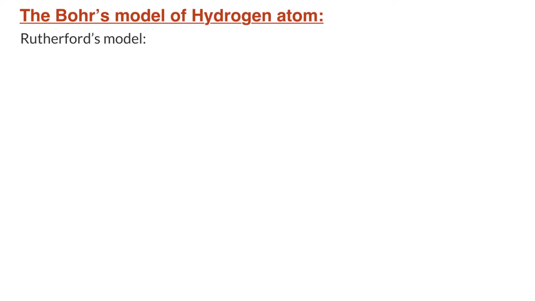learn about any limitations of the model in light of new experimental data related to the emission spectrum of hydrogen atom. According to Rutherford's model of atom, the electrons revolve around the nucleus like planets revolve around the sun. And that is why his model was called the planetary model.